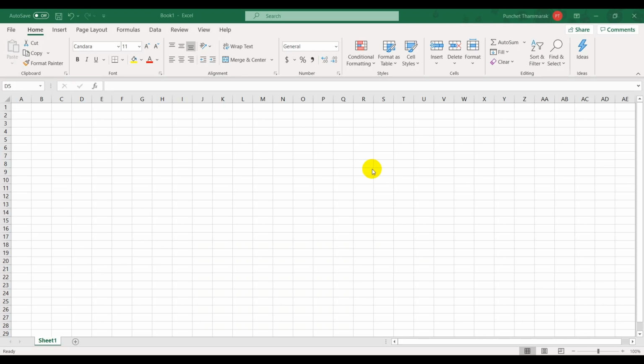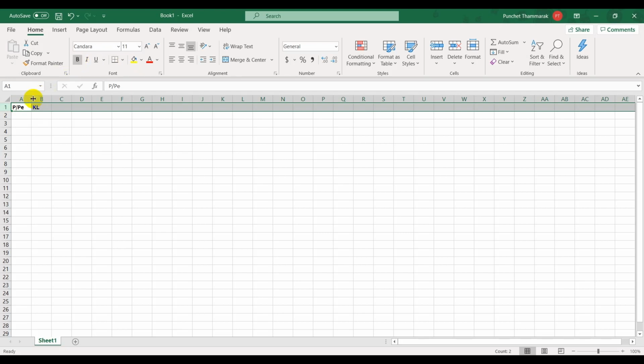We start now. We switch to Excel to construct that stability function. Basically we need the KL. That KL will be later on computed into the P over PE. I put the boldface just like this.